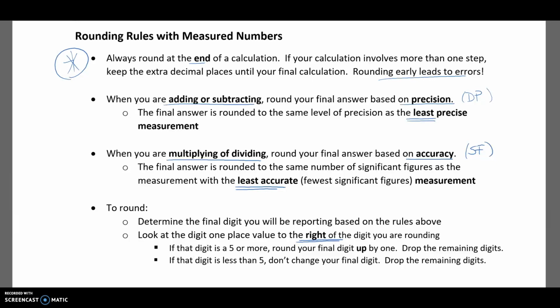If the digit next to the number we're rounding is 5 or more, we will round up, which means our final digit is increased by 1 and the remaining digits to the right are dropped. If that digit is less than 5, our final digit will stay the same and the remaining digits will just drop. The only time we don't drop remaining digits is when we need to retain zeros as placeholders. Take a read through these rules again and we'll apply them in the next video.